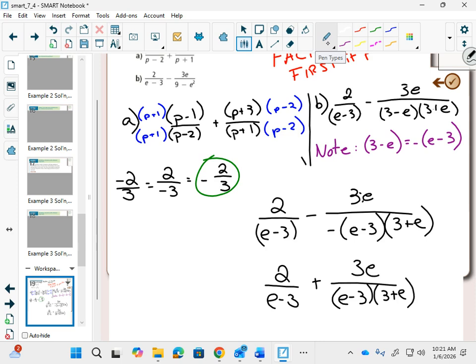And because I wasn't thinking about it, I reverted to, well, what letter do we use the most? We use X, right? So just to be aware of how easy it is even to make a copying mistake as we go. Okay, let's put brackets here. Now, do I have a common denominator? No. This one is missing the 3 plus e.